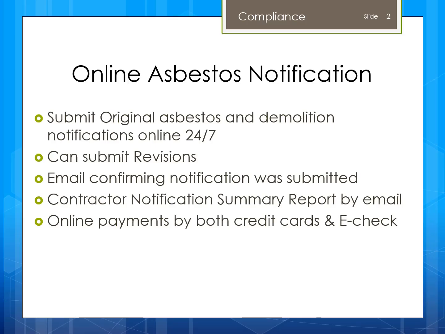Next we have a summary of the features and benefits of submitting asbestos and demolition notifications via the online Accela Citizen Access. You have the ability to submit your notification online 24/7. You can submit revisions 24/7 as well. You'll get an email confirming the notification was submitted, and contractor notification summary reports will be sent to you by email, and you can also pay by credit card and e-check online.